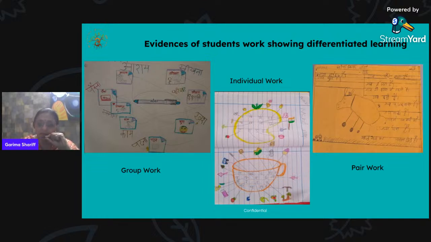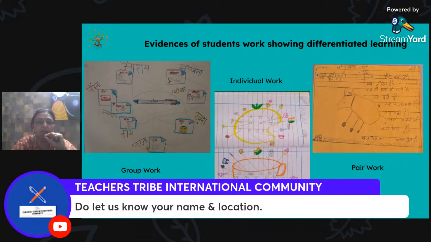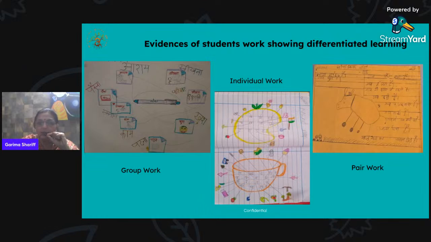My strategy of pairing was a child who knows a little bit of Hindi and a child who is struggling. So that is the one which I have been doing.